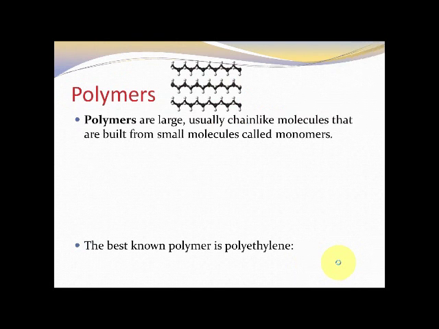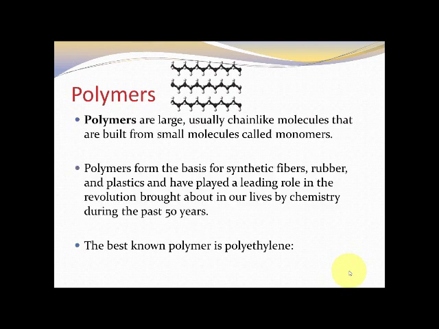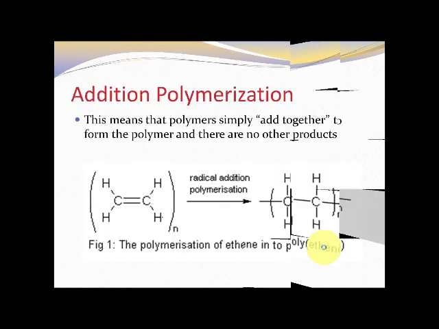Okay, so last but not least, we are going to talk about polymers and two different ways to add all these chains together. So polymers are usually large, long things built from small molecules called monomers. And polymers make plastic, synthetic fibers, rubbers, anything like that, and they've been around for about the past 50 years. Best known polymer is polyethylene, where it has 2 C's and 4 H's repeating.